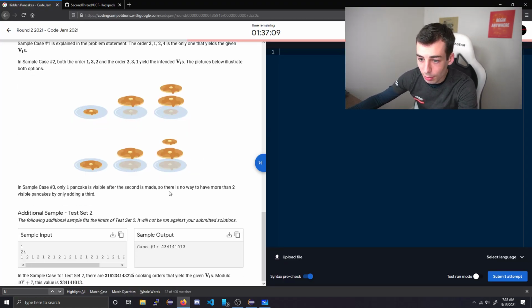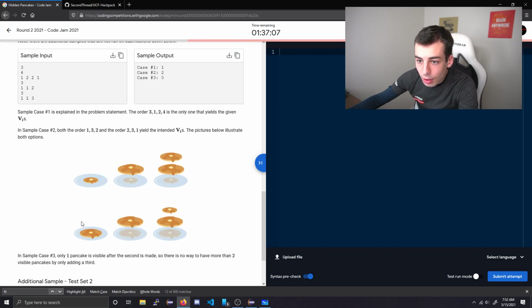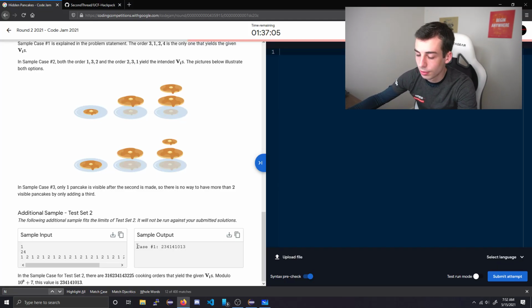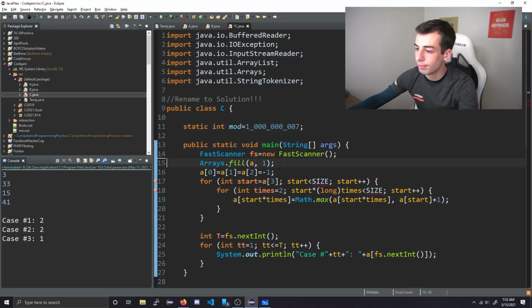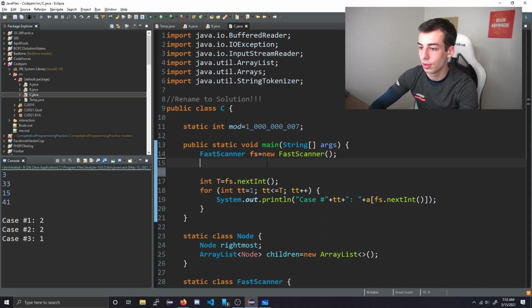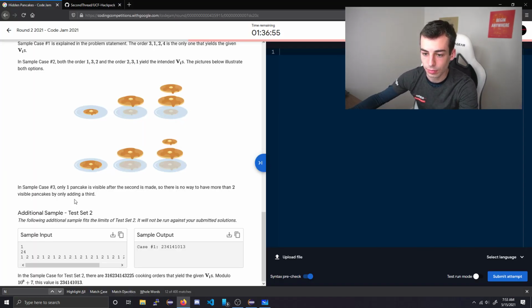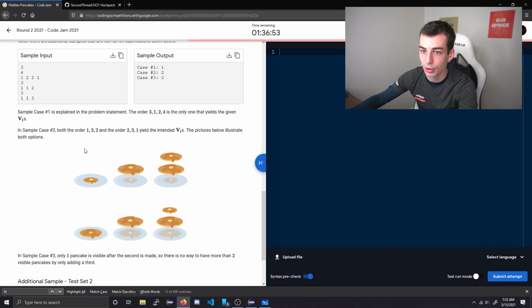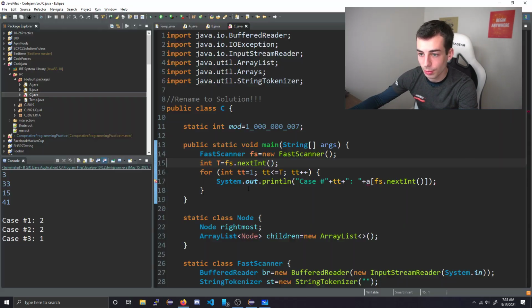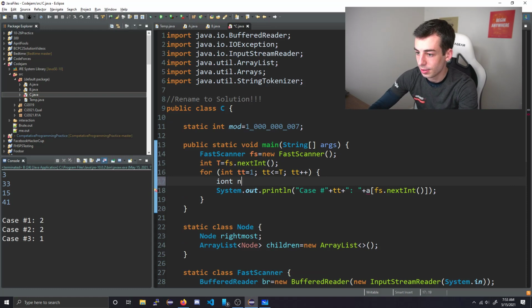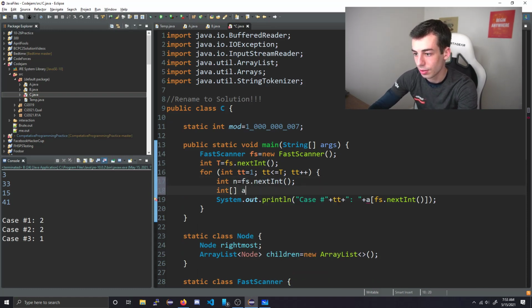Mod 10 to the 9th plus 7, right? Mod 10 to the 9th plus 7. Okay, good. Oh, nice. They have big stuff. We don't need this. I didn't even notice this sample, to be honest. Okay, so now we have multiple test cases. Good. int n equals this, array of size n.